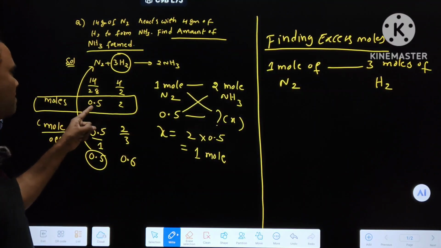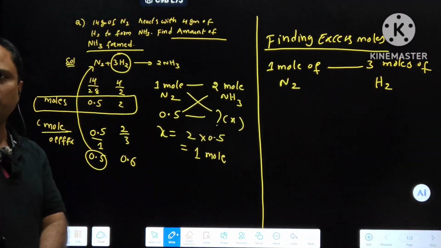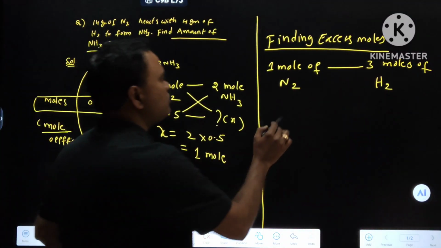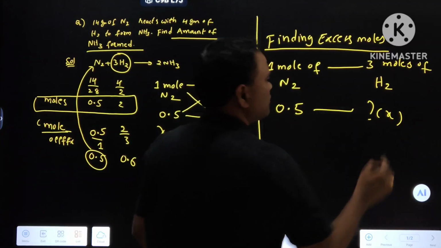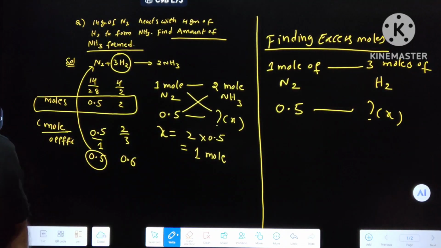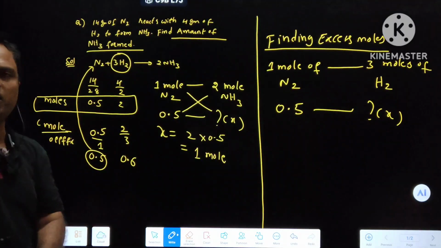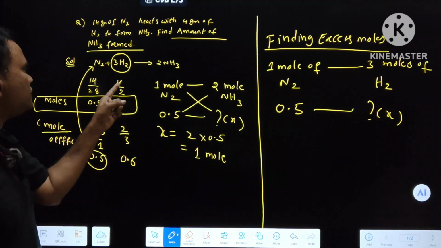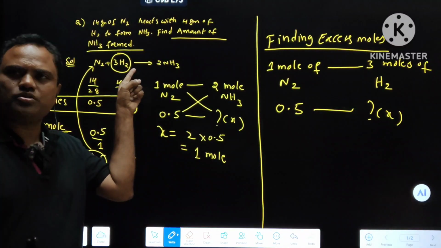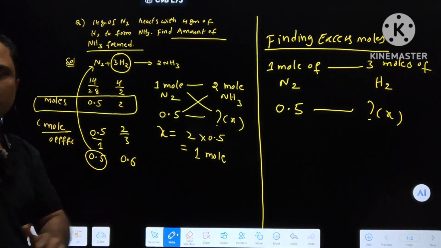Now, here how many moles of N2 are there? 0.5 moles are utilized by how many moles of H2? Meaning, how many moles of H2 are required to combine with 0.5 moles? Are you getting the question? 3 moles of H2 are required to react with 1 mole of N2 according to the standard equation.